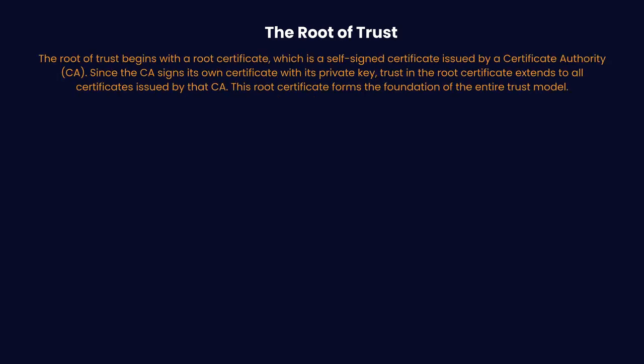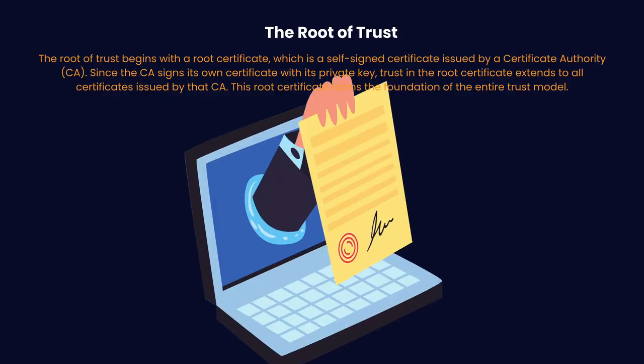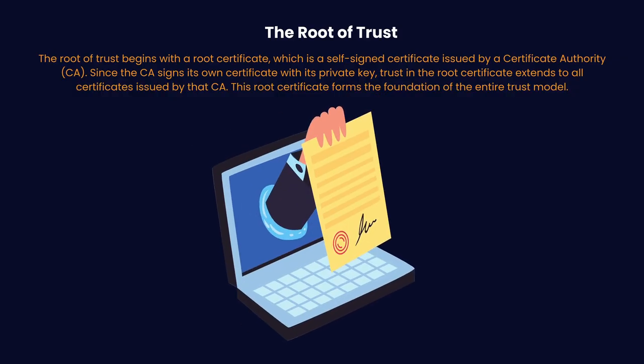All right, now I want to talk to you about the root of trust. You already know that every cert has a signature on it from the certificate authority, right? Because we trust the CA, we therefore trust everything they sign. Now I want you to understand that every CA starts with a root certificate. This is a self-signed certificate, meaning the CA signs its own certificate with its private key. This is the foundation of trust. If you trust the root certificate, then you also trust anything it signs.